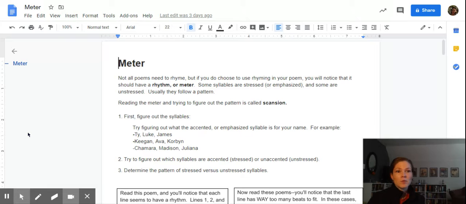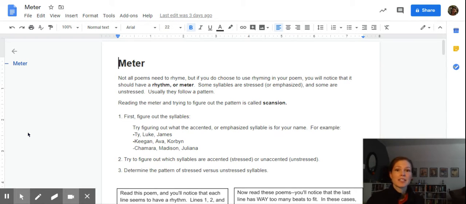However, if you have more than one syllable, you'll notice that you say one syllable a little bit louder than the others. Keegan, Ava, Corbin. They all have two syllables in their names. And you'll notice with all of them, we say the first syllable just a little bit louder. We say Keegan, not Keegan. Ava, not Ava. Corbin, we pronounce that a little bit stronger.